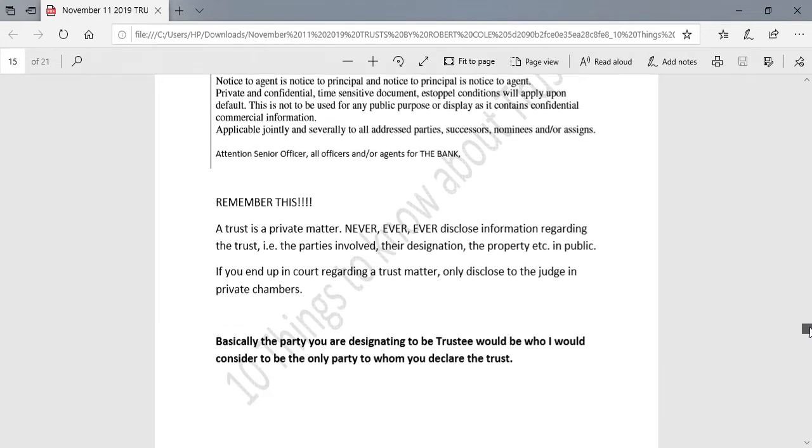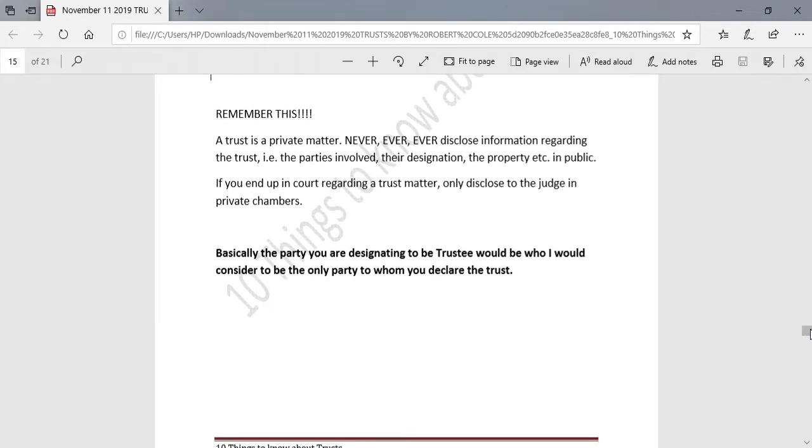Remember this: a trust is a private matter. Never, ever disclose information regarding the trust, i.e. the parties involved, the designation, the property, etc., in public. If you end up in court regarding a trust matter, only disclose to the judge in private chambers. Basically, the party you designate as the trustee is considered the only party to whom you declare the trust.